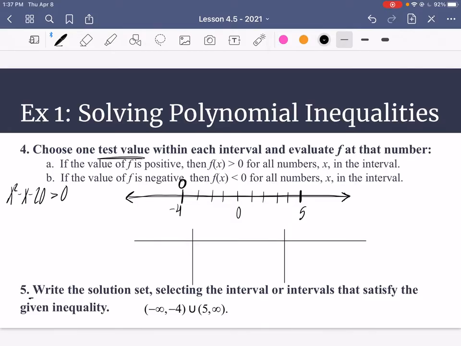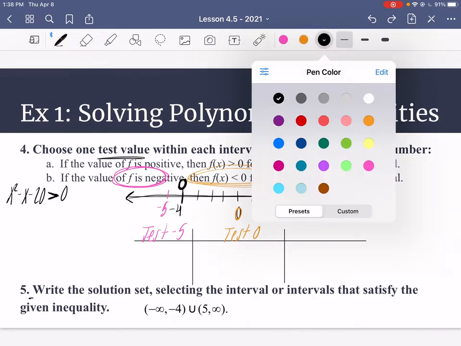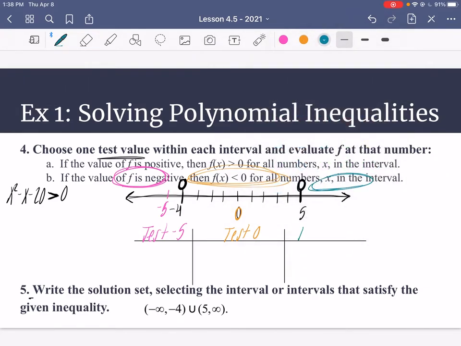Okay, so again, we have -4 here, one boundary point, 5 here, one boundary point. They're both open circles because the inequality symbol is just a greater than symbol. So we need to test a value to the left of -4. So I'm just going to pick -5. Could be anything that's less than -4, so I'm going to pick this. I need to test a value between the two, so let's just pick 0. So between -4 and 5, it could be -1, it could be +1, -2, +3, anything like that. And then I need to pick one on the other side of this interval, so to the right of 5. So let's just pick 6.